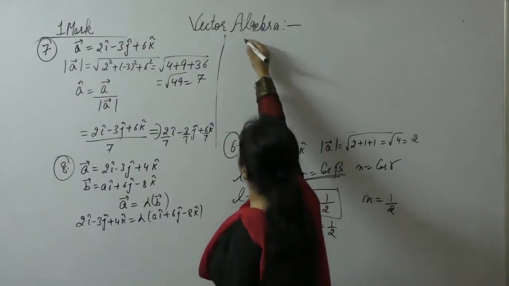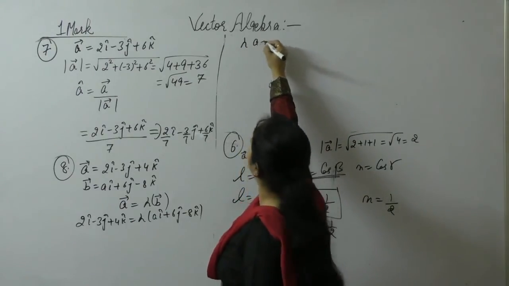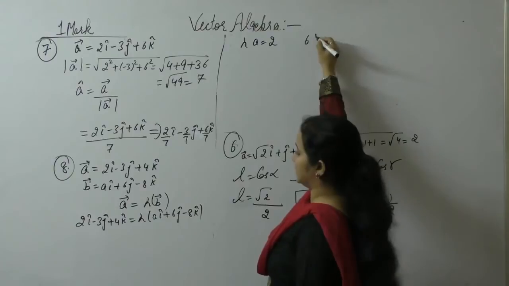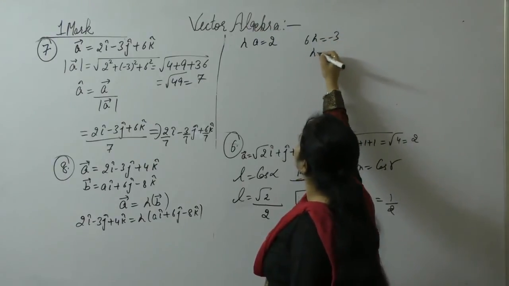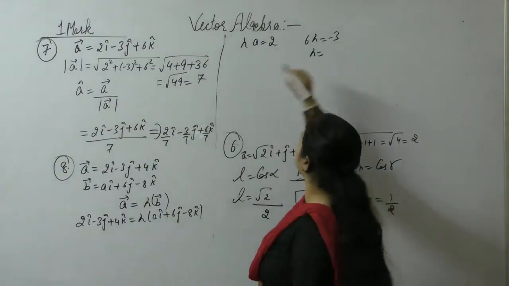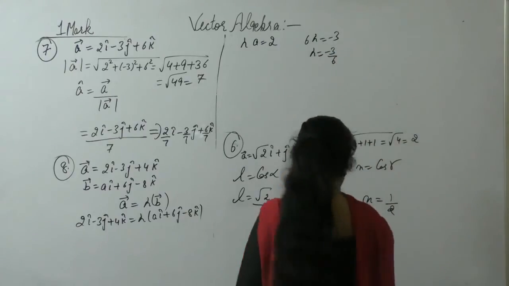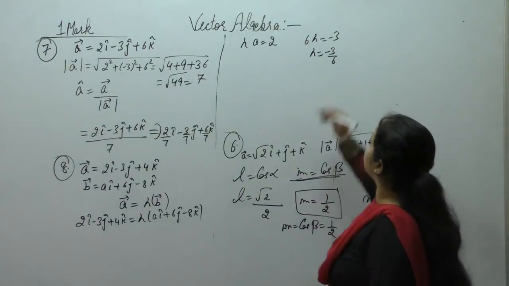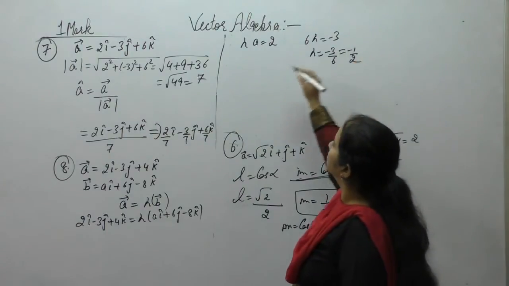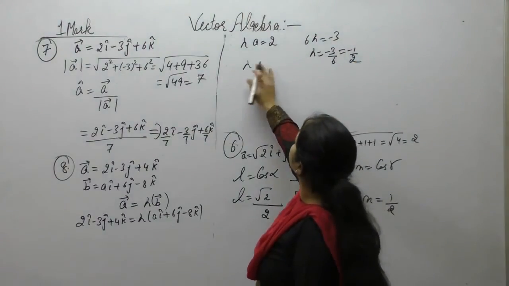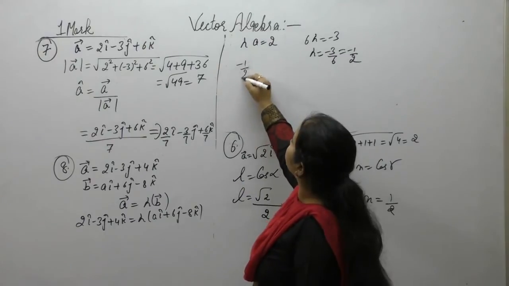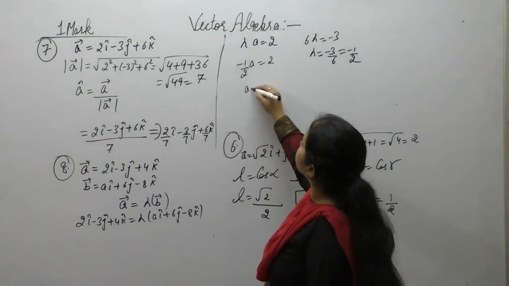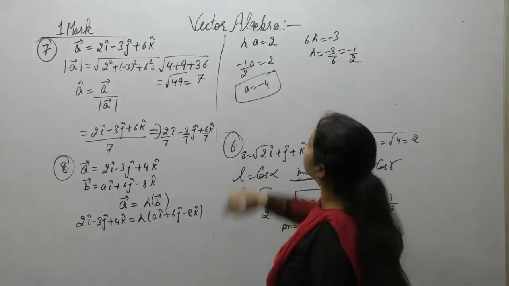Now equate the corresponding components. Lambda a is 2, 6 lambda is minus 3. From here we can find the value of lambda: minus 3 by 6, that is minus 1 by 2. So put the value of lambda, minus 1 by 2, in lambda a is 2. So a is minus 4.